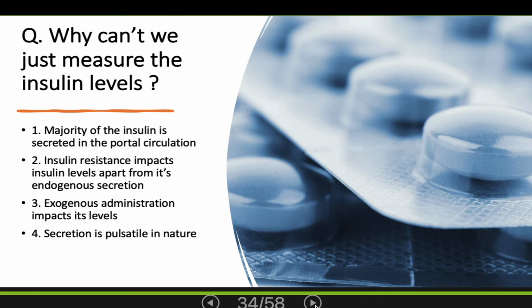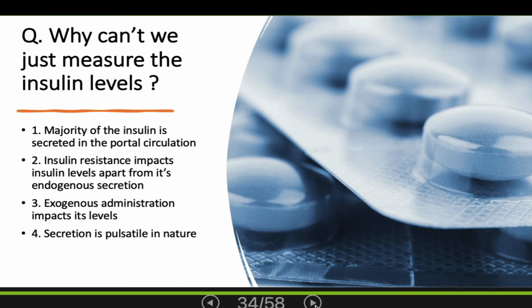So when you're talking about insulin secretion, one patient just asked me, sir, why don't we just measure the insulin levels? You have this insulin test, why don't we measure it? The reason is very simple. Remember, the majority of endogenous insulin which is secreted goes into the portal circulation. Insulin resistance basically impacts the levels of insulin apart from just your insulin secretion. So this also has to be kept in mind.